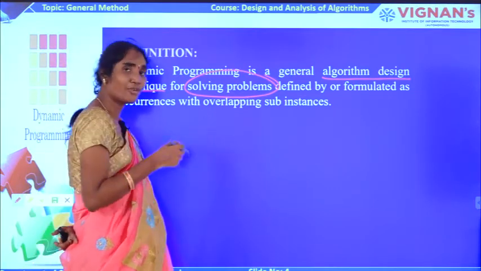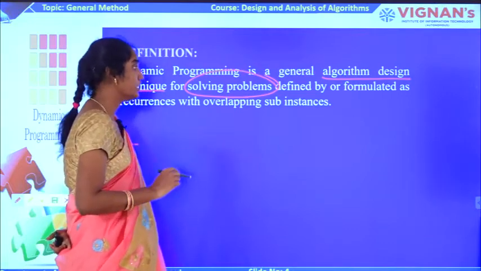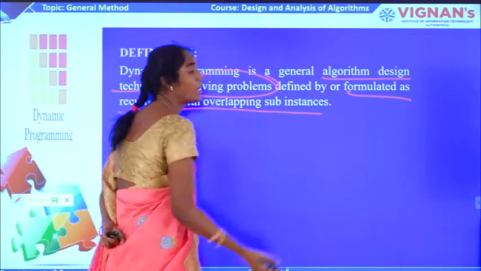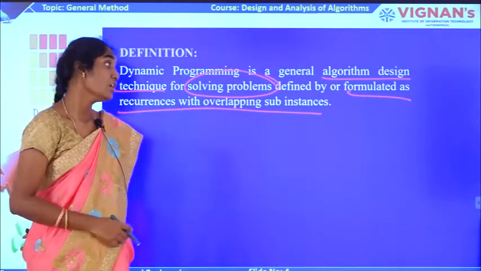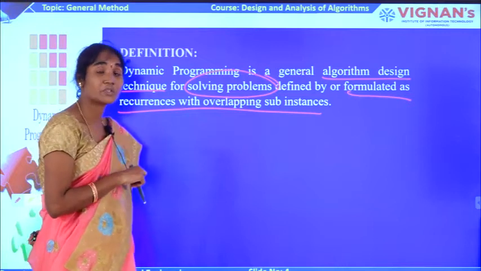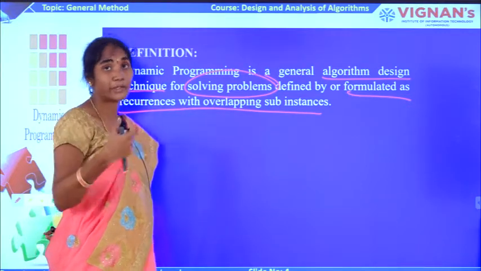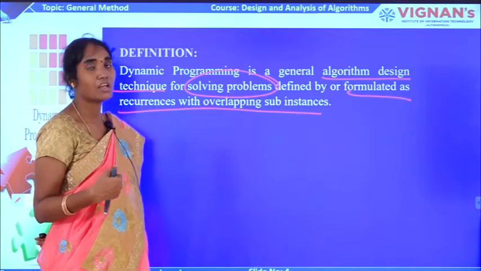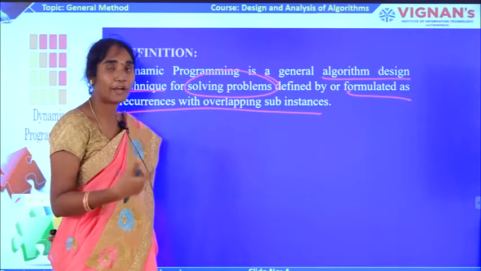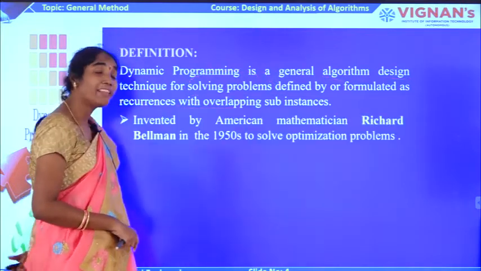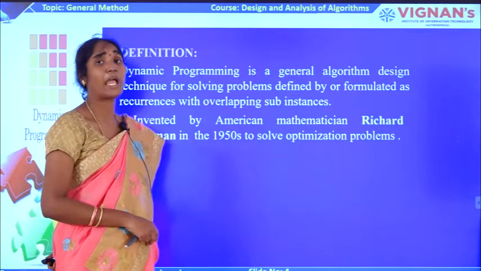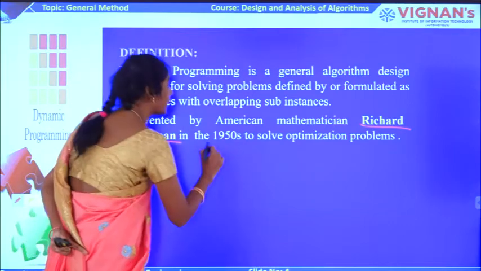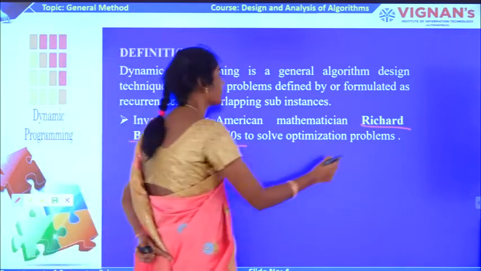So this technique is also used for solving problems defined by or formulated as recurrences with overlapping subinstances. So here we are formulating recurrences, which means we are writing a recurrence relation such that it has some overlapping of subproblems. So with that we are going to find our solution. And this dynamic programming approach was invented by Richard Bellman in the year 1950 to solve optimization problems.